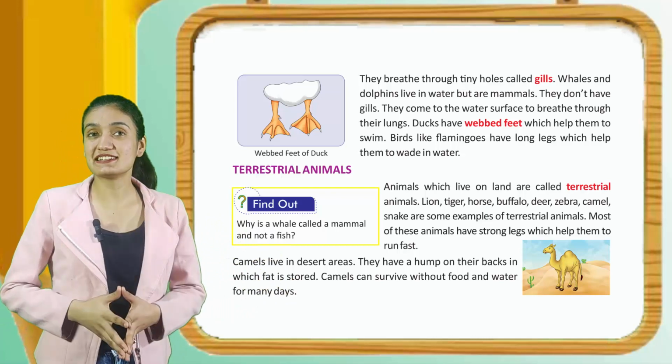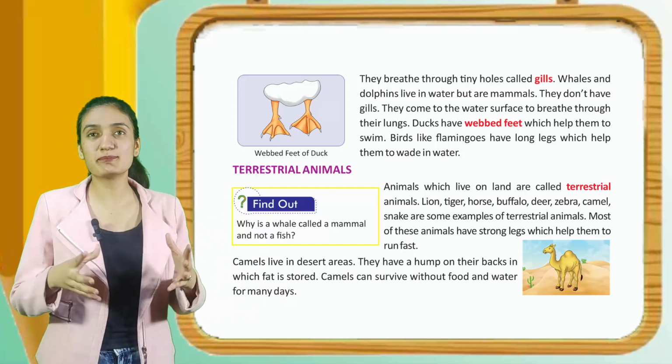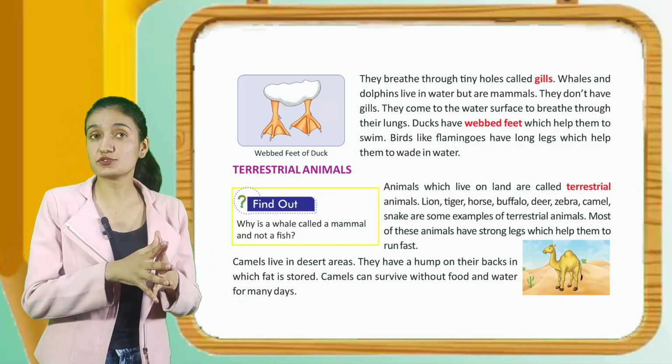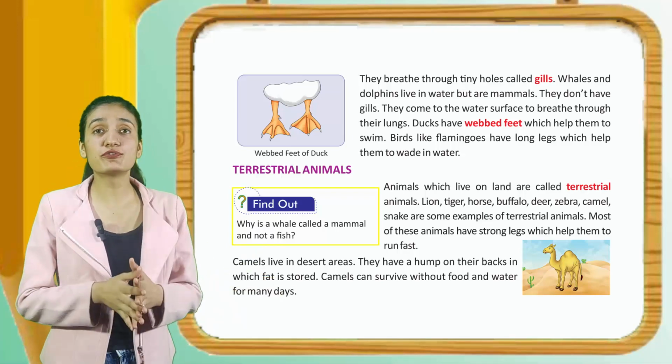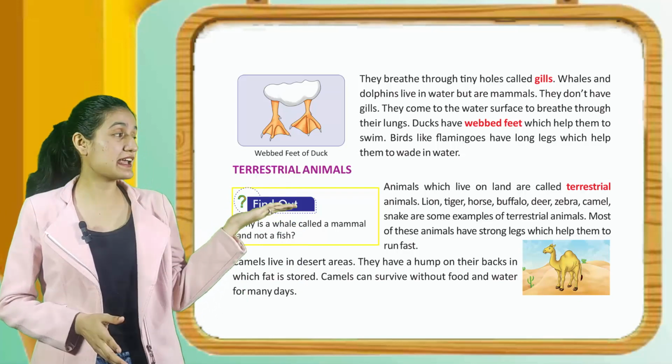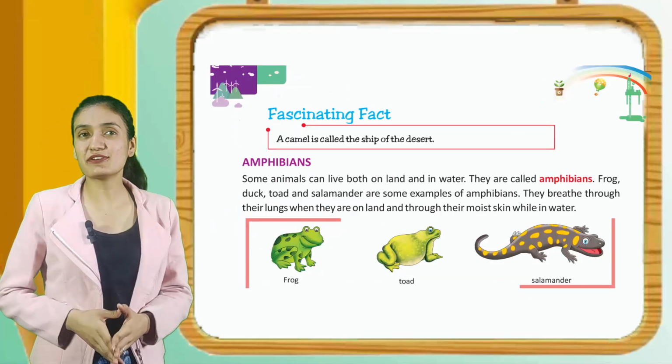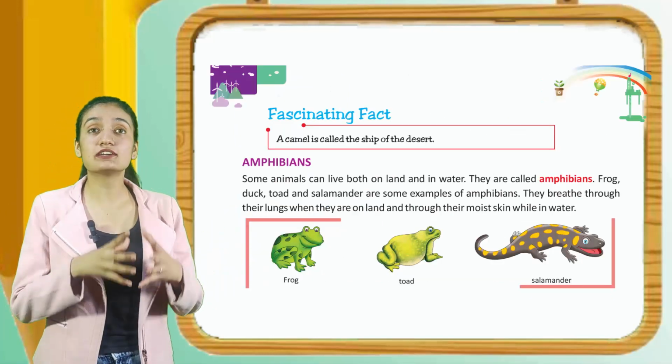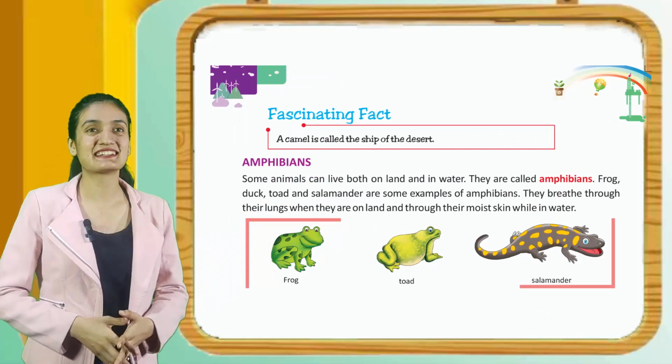Camels live in desert areas. They have a hump on their backs in which fat is stored. Camels can survive without food and water for many days. Here you can see a camel. Now the fascinating fact is a camel is called the ship of the desert.